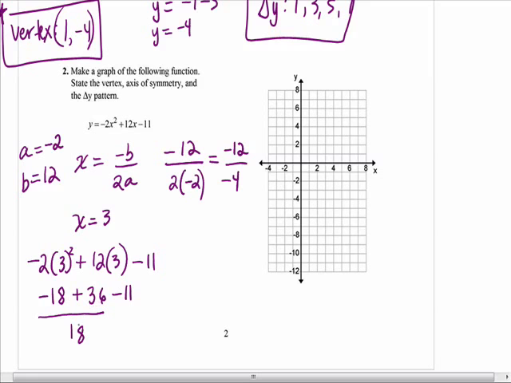Make sure you're doing this with me and not just writing things down after I write it down. Try to calculate, be one step ahead. And then 18 minus 11?